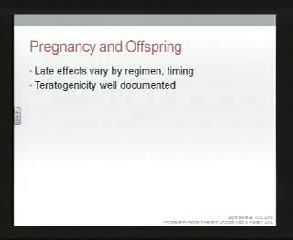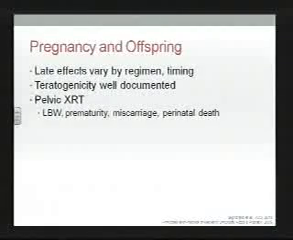As far as the offspring go, this is also a very common question. Certainly the late effects, there are many variables going into this, and I'm not going to touch much on the teratogenicity of chemotherapy, which is pretty well documented. But patients who have been irradiated, in addition, they can also have pelvic abnormalities, which can prevent successful pregnancy. So they can cause low birth weight, prematurity, miscarriage, perinatal complications.